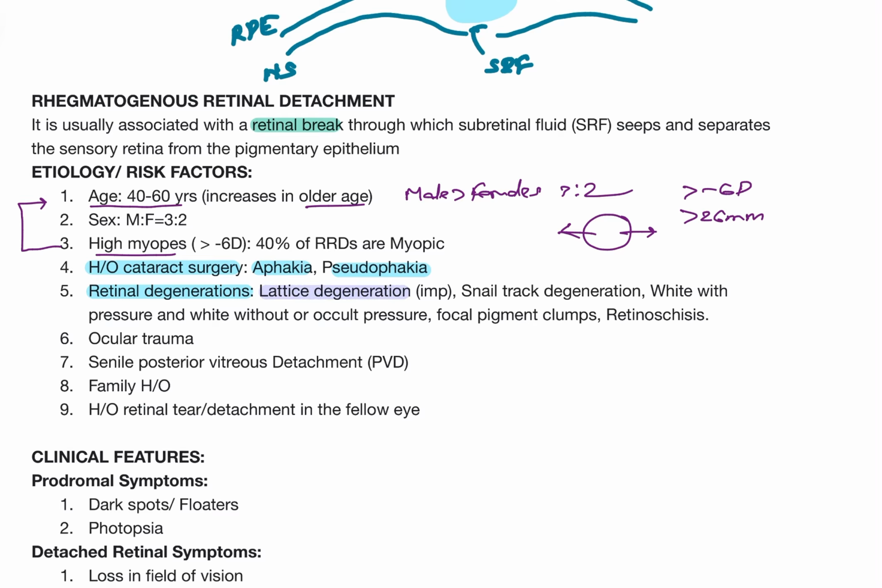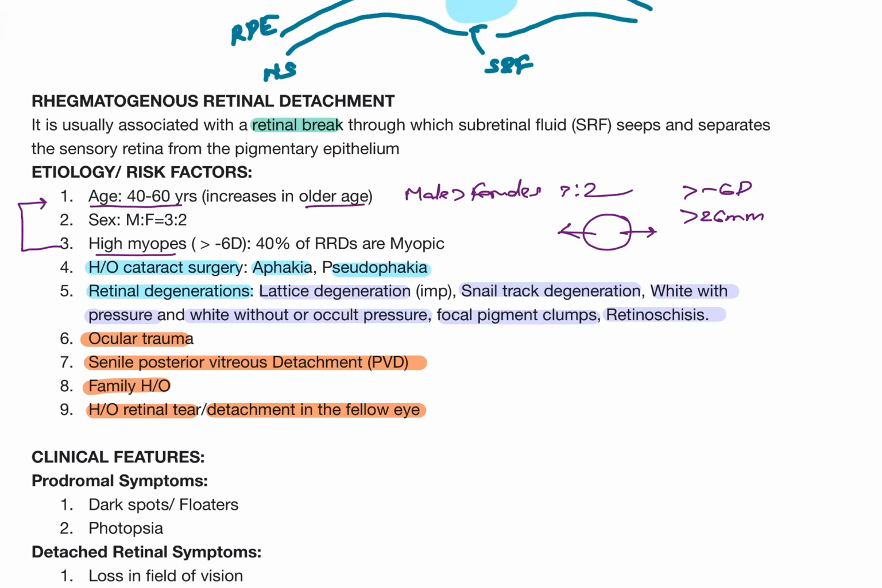Then some other causes like history of cataract surgery, like aphakia and pseudophakia, and other retinal degenerations like lattice degeneration. Lattice degeneration is seen in myopia. And snail track degeneration, white with pressure, white without or occult pressure, focal pigmental clumps, retinoschisis, and some ocular trauma or senile posterior vitreous detachment. So vitreous will be detached from the retina itself. That is called senile posterior vitreous detachment. So it is an old age related thing, family history, and some history of retinal tear or detachment in the fellow eye.